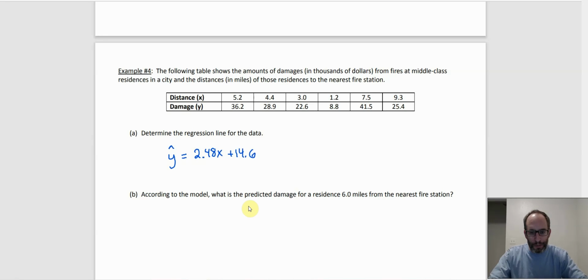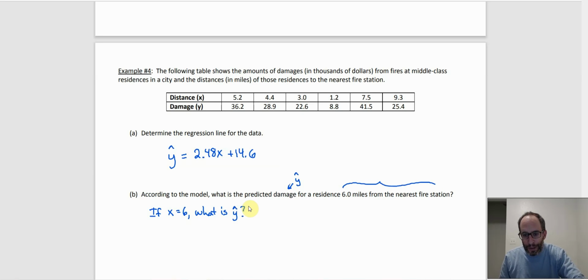All right, and then part B is what's the predicted damage for a residence 6 miles from the nearest fire station. So really, if you took the context out, what this is asking is if x equals 6, what is y hat, right? Because predicted damage, that's y hat. And this part right here is x equals 6. So really what that means is you just sub 6 in for x and simplify it.